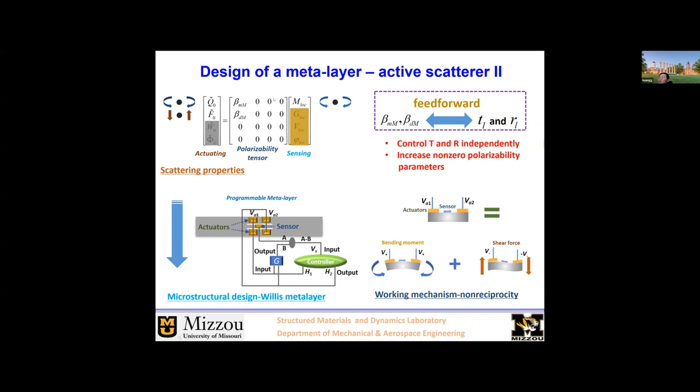If you sense the incident wave, this unit cell is interpreted by its polarizability tensor. For this kind of active scatterer, you sense the bending moment using one sensor, but we actuate both the bending moment and the shear force. So we have an additional degree of freedom, and with it you can do independent control of transmission and refraction, okay? Because we increase the non-zero polarizability parameters, there is rich design freedom using these polarizability tensors.